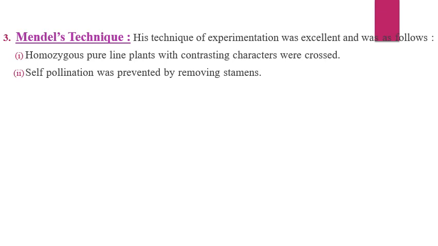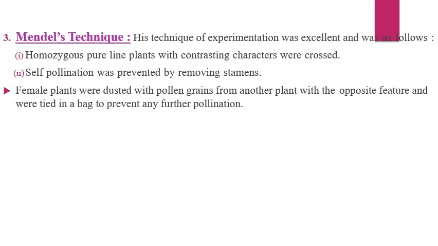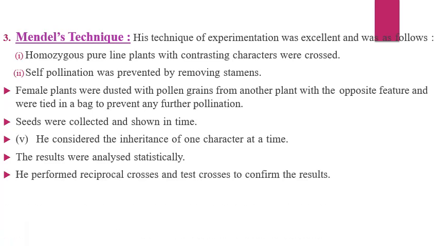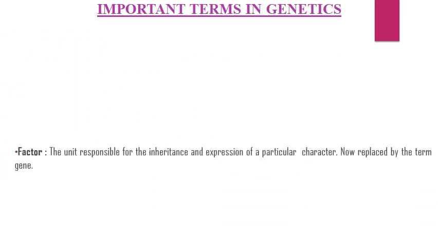Mendel's technique for experimentation was excellent and was as follows. Homozygous pure line plants with contrasting characters were crossed. Self-pollination was prevented by removing stamens. Female plants were dusted with pollen grains from another plant with the opposite feature and were tied in a bag to prevent any further pollination. Seeds were collected and sown in time. He considered the inheritance of one character at a time. The results were analyzed statistically. So these are some important terms in genetics.